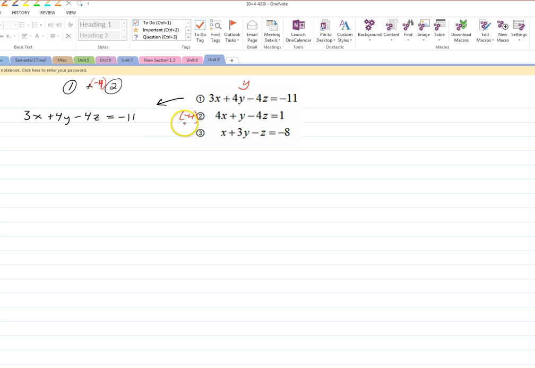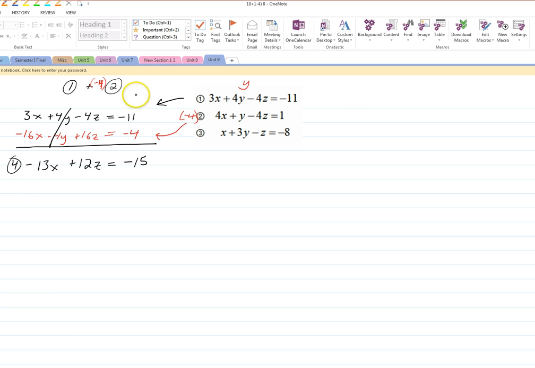And now here, I'm going to multiply everything on that second equation by negative 4. So that gives me negative 16x, negative 4y, plus 16z, and negative 4. So I have my opposites, so I can add them up. So the y's are going to go away, and so I get negative 13x plus 12z equals negative 15. And so we'll call that equation 4.